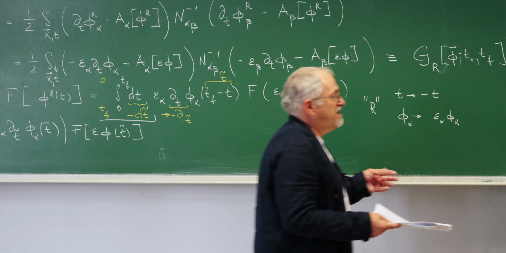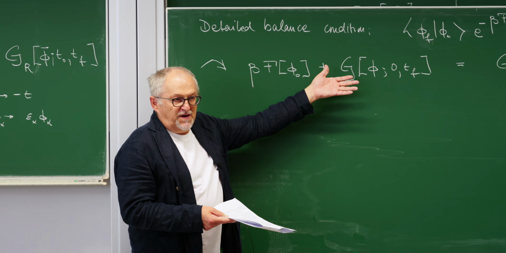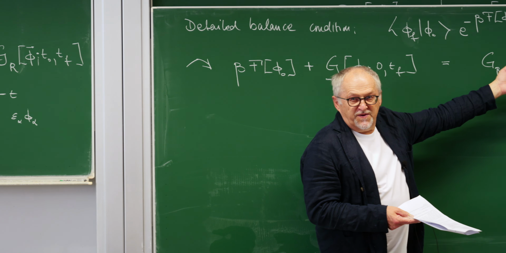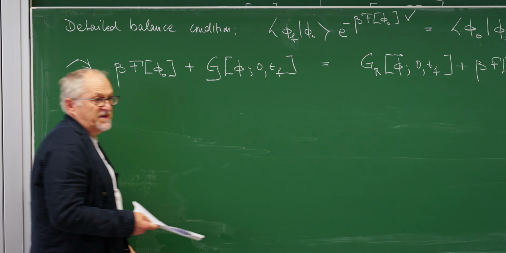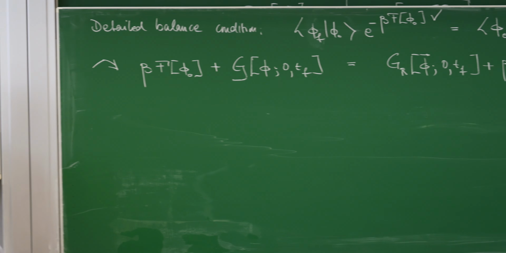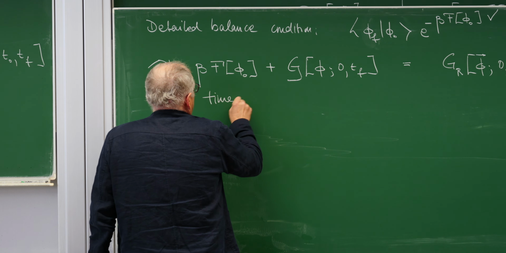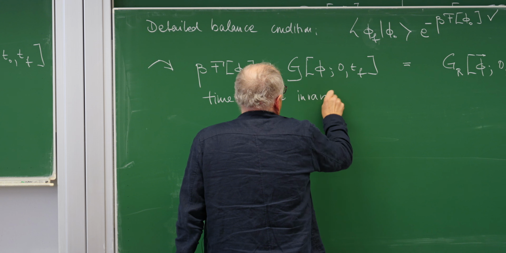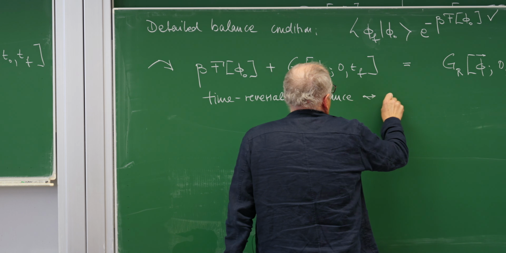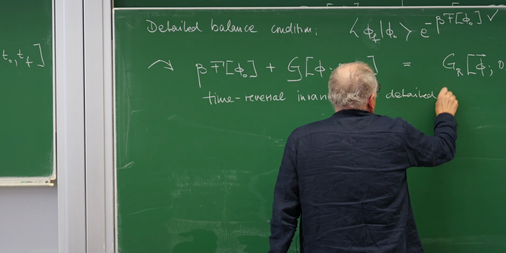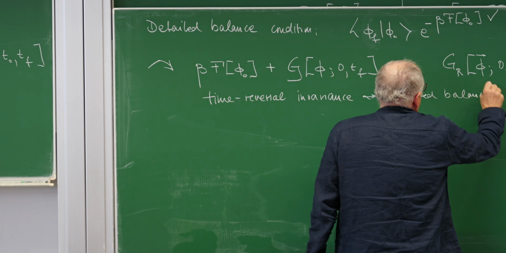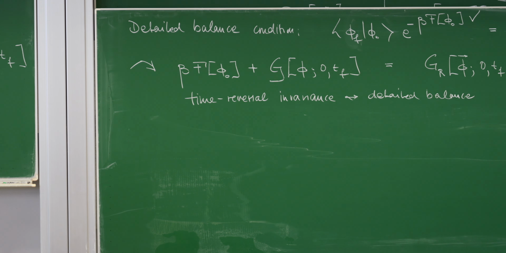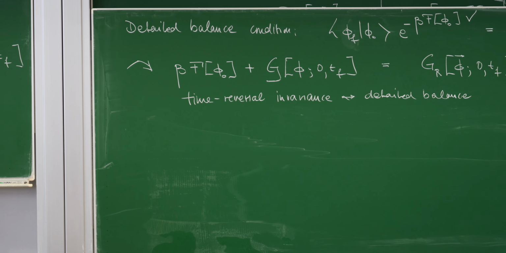You can also say this differently. This is the exponential of the statistical weight for the forward path, and this is the exponential of the statistical weight for the backward path. And they need to be the same. And this is equivalent to time reversal invariance, which is the same as detailed balance. So we now have a formal path integral form of what the implication of time reversal invariance and detailed balance mean.